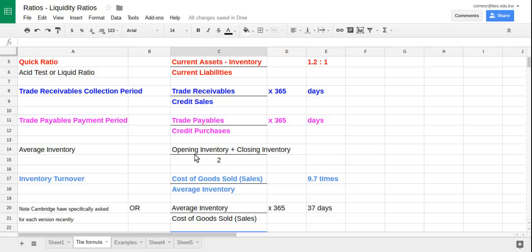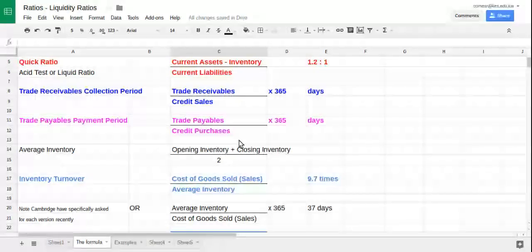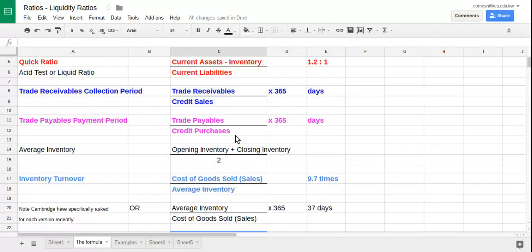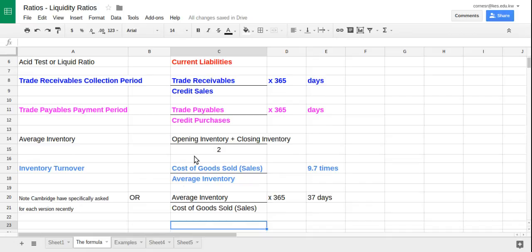Your average inventory is obviously your opening inventory, which has got to come from the income statement, and then you could have taken the closing inventory from either the income statement or the statement of financial position and then divided it by 2. And then these two ratios, I had to put both of them in because the specification I teach has at times in the last couple of years asked you specifically to use one of these two ratios.